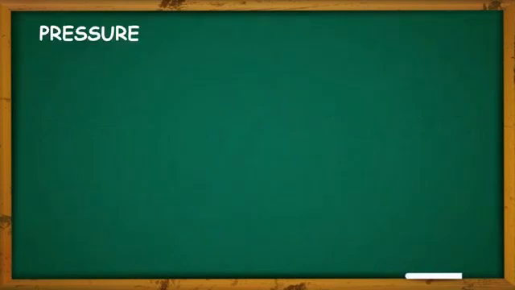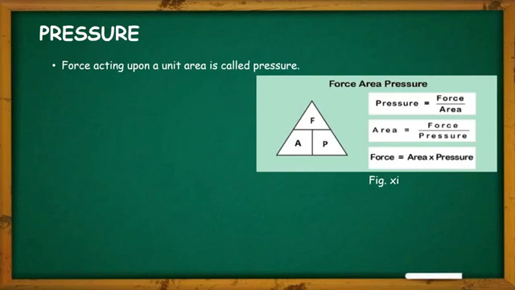Next, let us come to pressure. Pressure means the force applied per unit area. As you can see in the diagram, mathematically you can write pressure as force divided by area, or you can modify the formula to write it as force divided by pressure. That will give you area, or you can write force is equal to area into pressure.